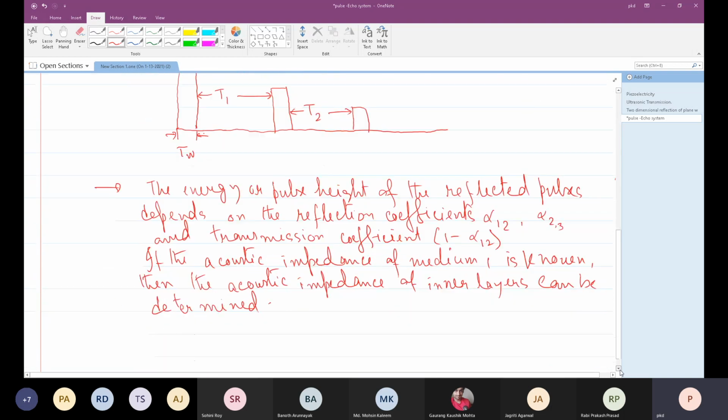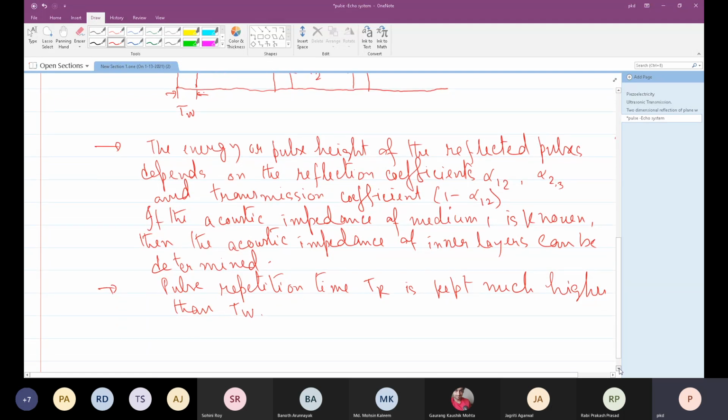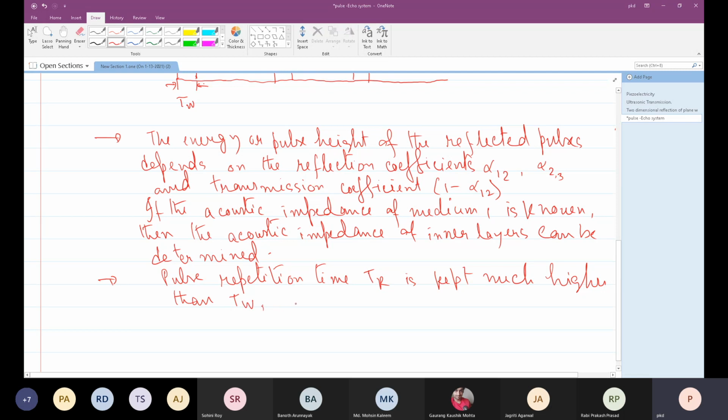The pulse repetition time TR is kept much higher than TW, so that multiple reflections can be interpreted.